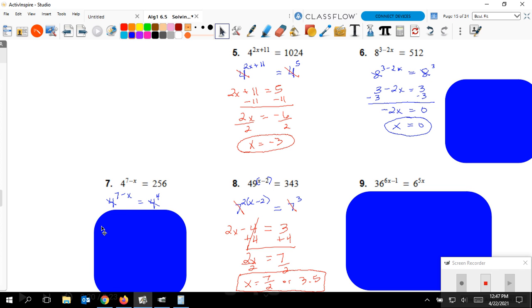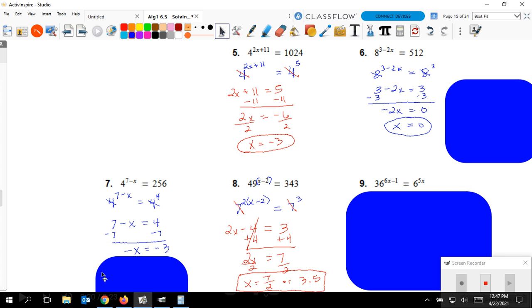7 minus x is equal to 4. And we're going to subtract 7 to bring the 7 over to the side where 4 is. So subtract 7 from both sides. 4 minus 7, it's going to give me negative 3. So negative x is equal to negative 3.